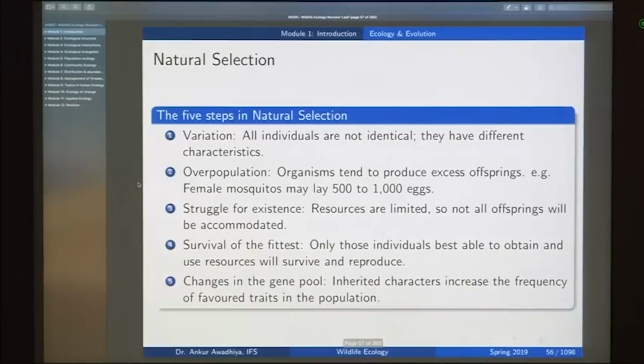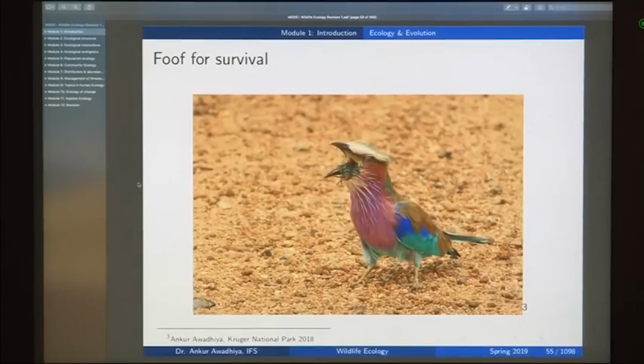And then because of survival of the fittest, you have changes in the gene pool, because those inherited characteristics increase in frequency of favored traits in the population. In this case, if this bird is able to get its food properly, the offspring will also have those genes that enable this bird to get its food in a proper manner. So, if you have some birds that are less fit and some that are more fit, the genes of the fitter organisms will increase in the gene pool, and the genes of the less fit organisms will decrease in the gene pool. So, that will lead to changes in the gene pool.